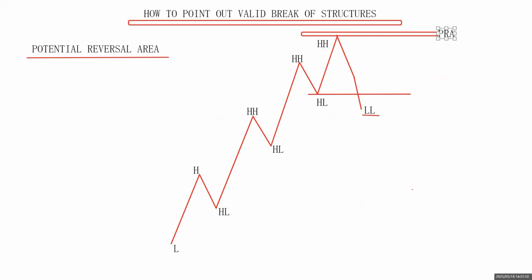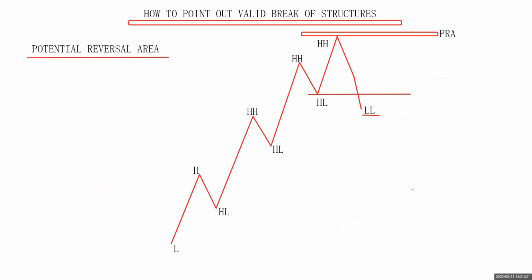A PRA. It is now a potential reversal area. Okay, so these potential reversal areas are not random. These are specific levels on the chart. So what are these specific levels on the chart? The potential reversal areas could be what?